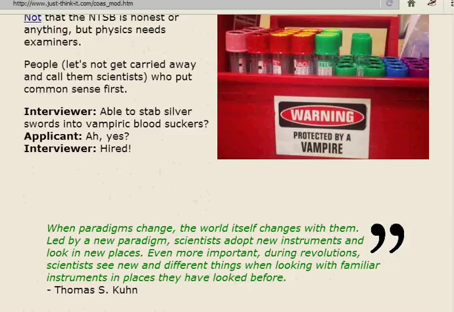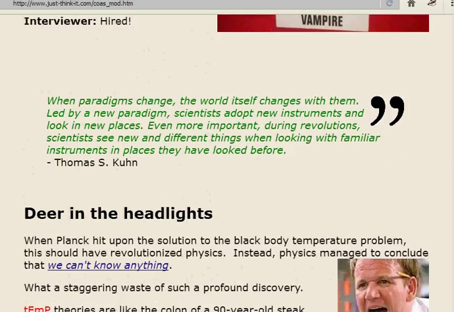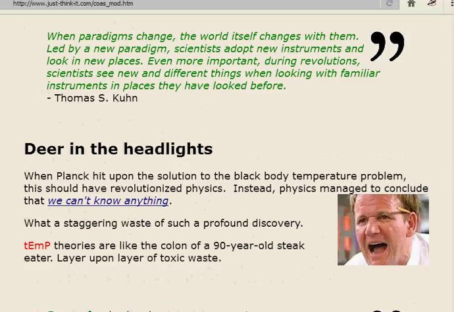Led by a new paradigm, scientists adopt new instruments and look in new places. Even more important, during revolutions, scientists see new and different things when looking with familiar instruments in places they have looked before. Thomas Kuhn. Deer in the headlights.